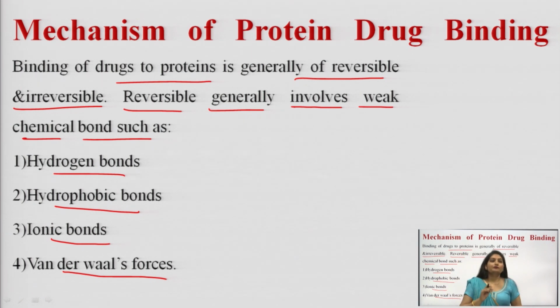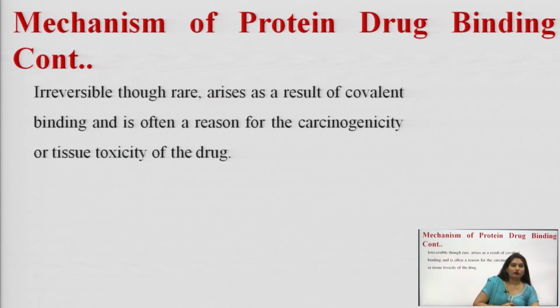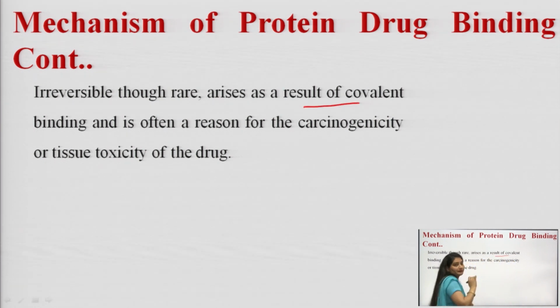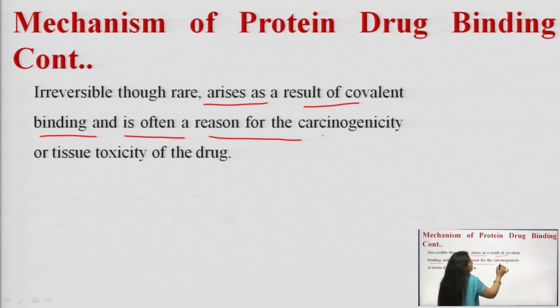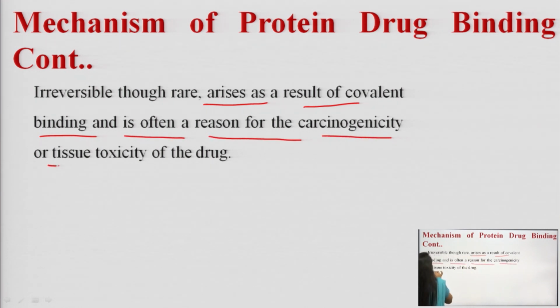So, next is the irreversible binding. What is irreversible? Irreversible type of protein drug binding is very rare and it can result from covalent bond formation. It arises as a result of covalent binding and is often a reason for the carcinogenicity or tissue toxicity of the drug.